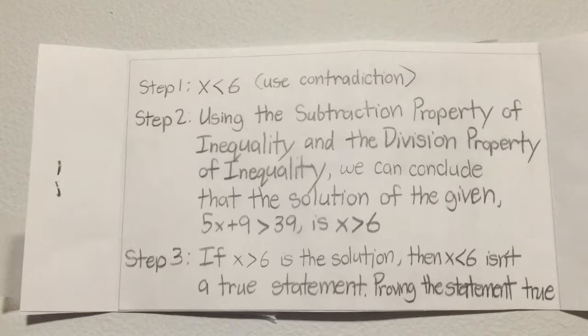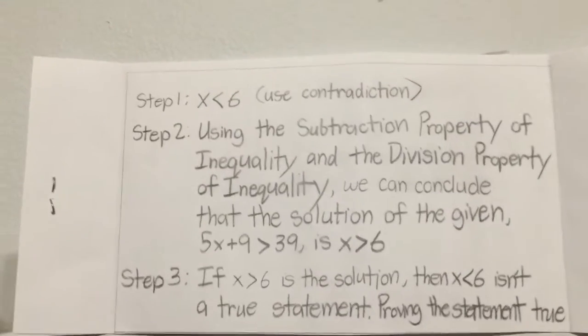Professor Wong did the negation of x is greater than 6 to figure out this indirect proof. He uses the negation to prove that x cannot be less than 6. In turn, this proves his original proof. Hope you got it right.